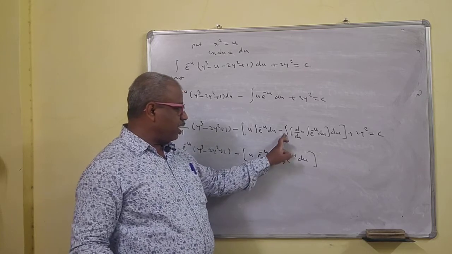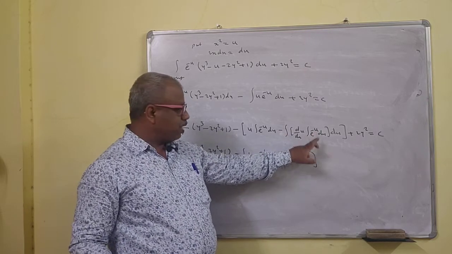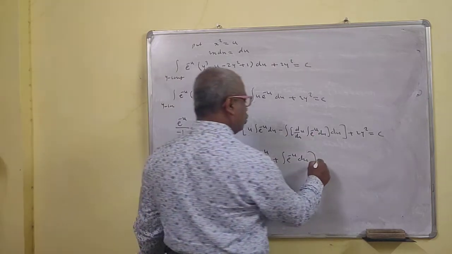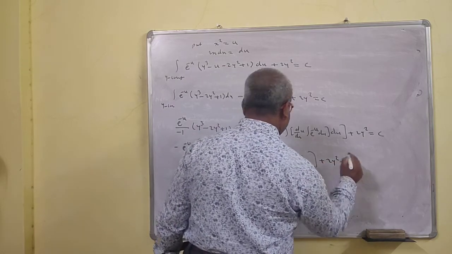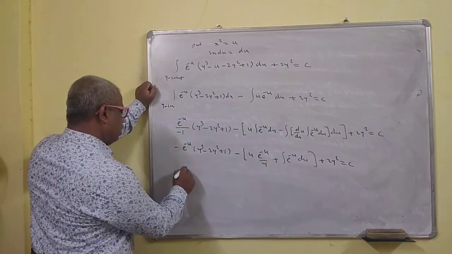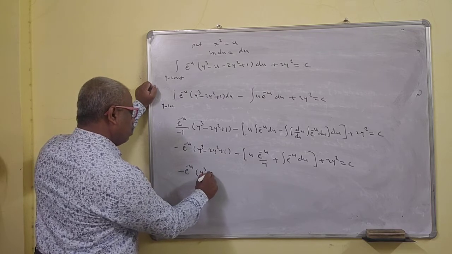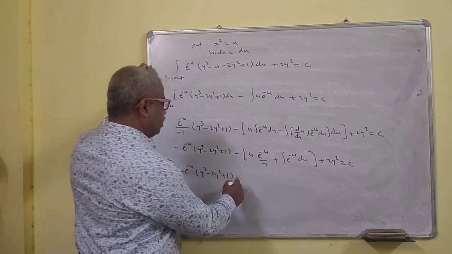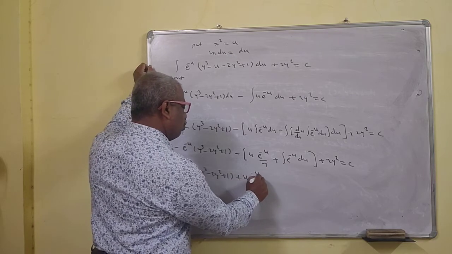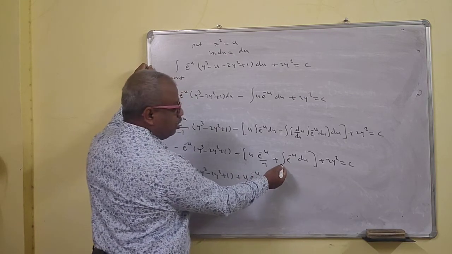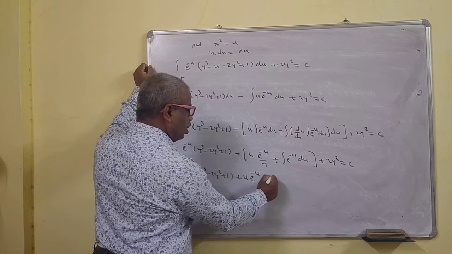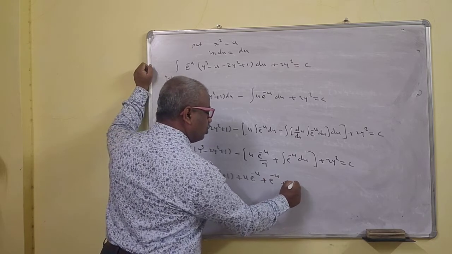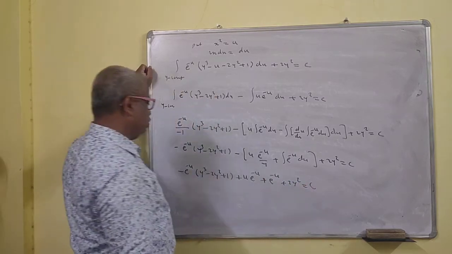This minus becomes plus, because integration of minus u becomes plus now. So plus twice y square is equal to c. This is minus e raised to minus u, y cube minus twice y square plus 1. We'll simplify this now. Plus u e raised to minus u. Again this integration is minus, so becomes plus now. E raised to minus u plus twice y square is equal to c.